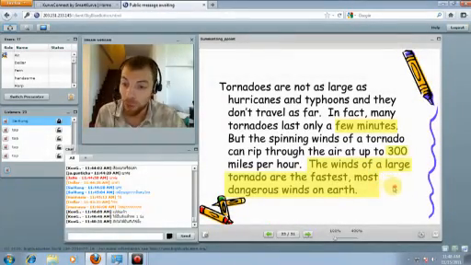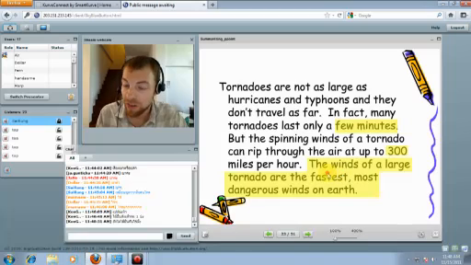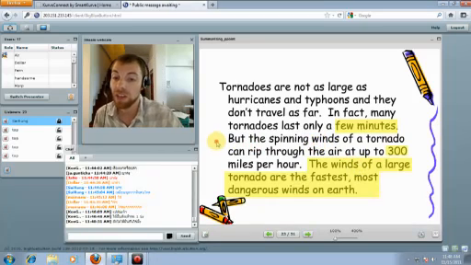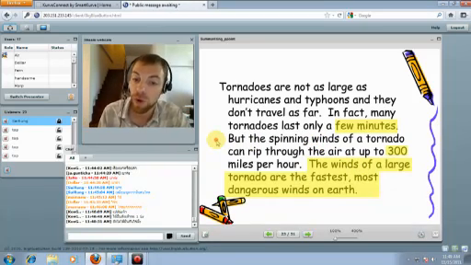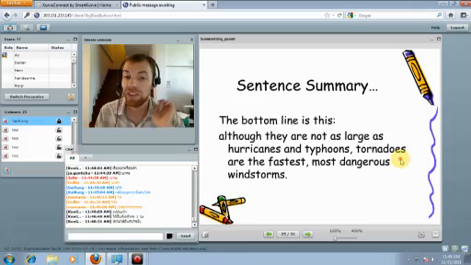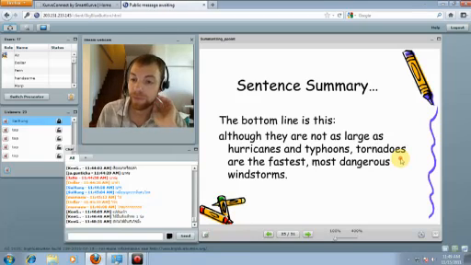And our last one, well, here's an example. Our main idea is close to the end. Very strange, but sometimes it's there. So you need to read carefully and think about who, what, when, where, and why. Main idea, our detail, and our sentence summary.